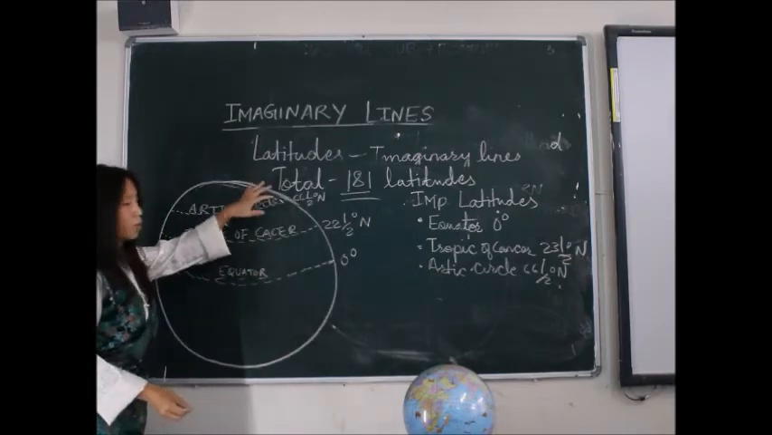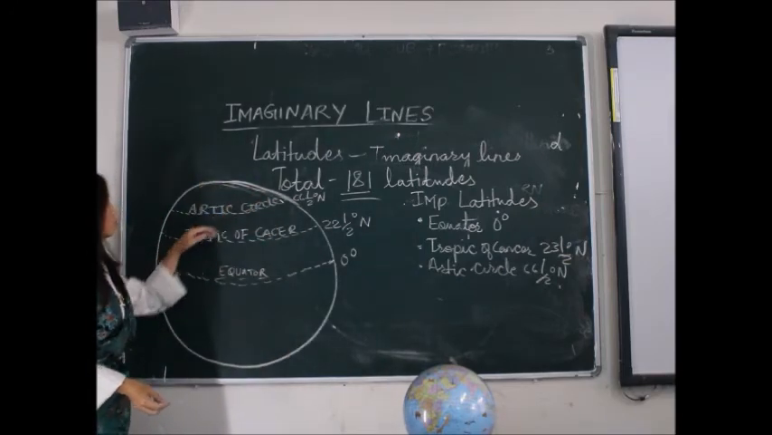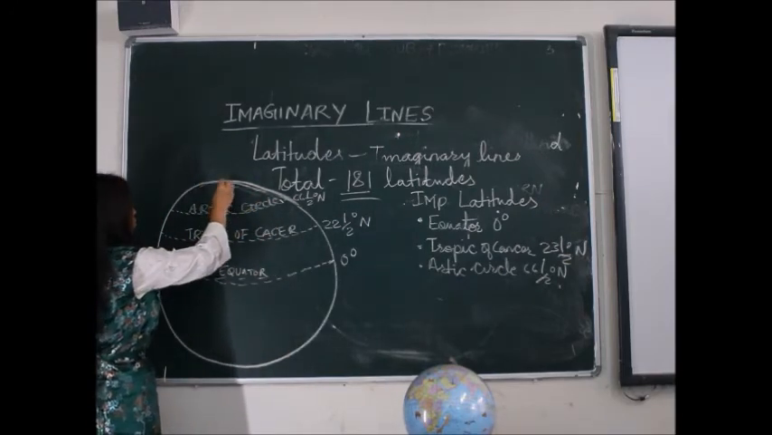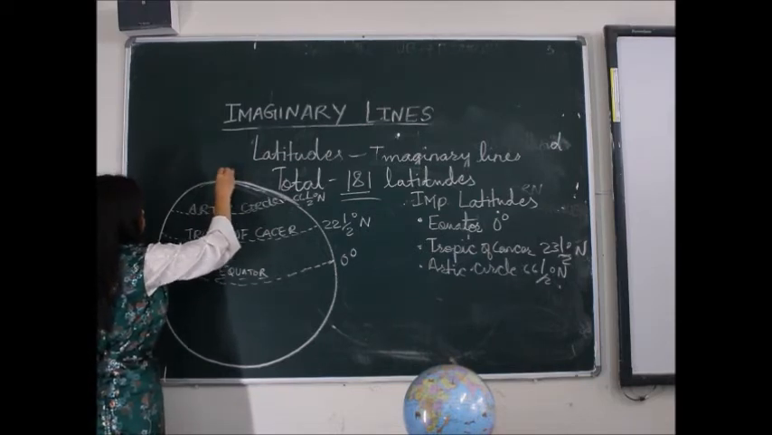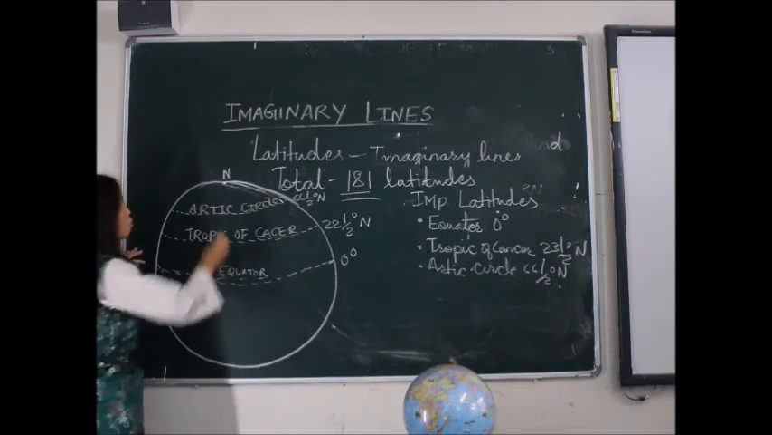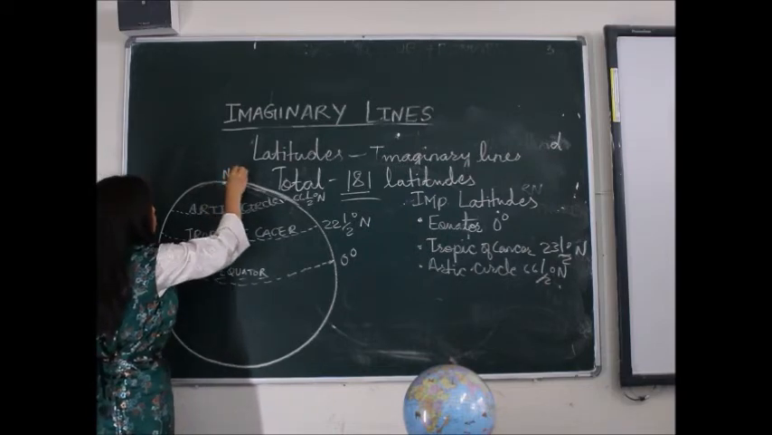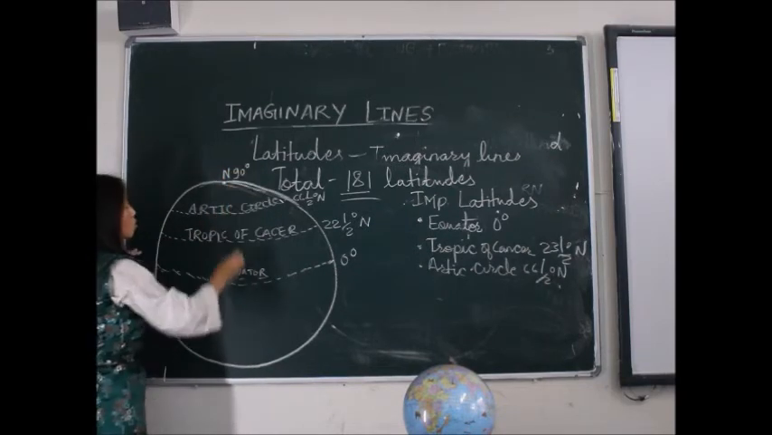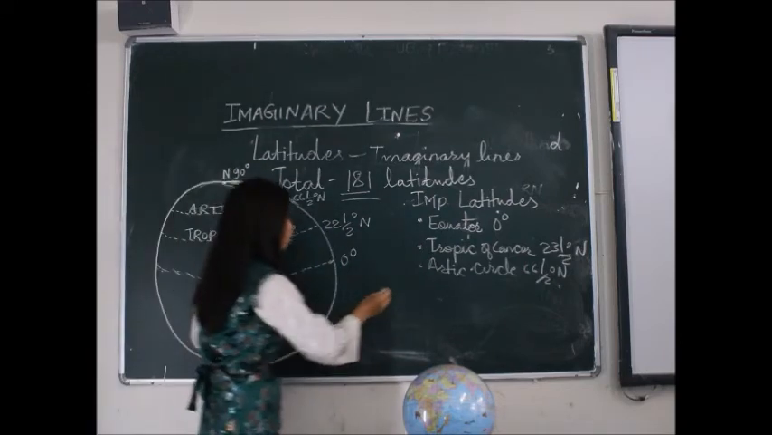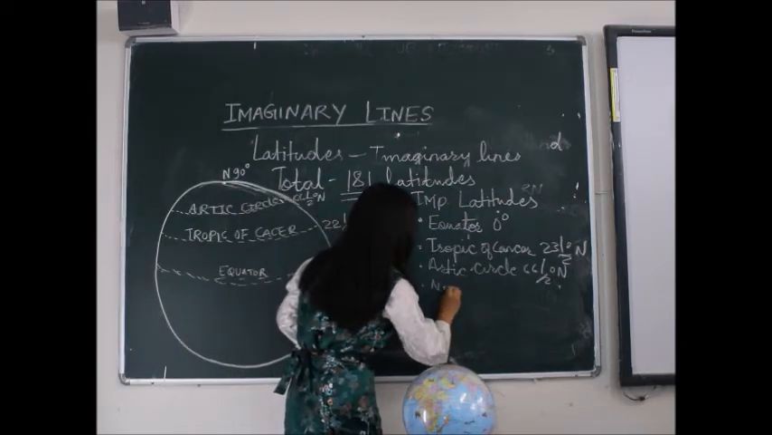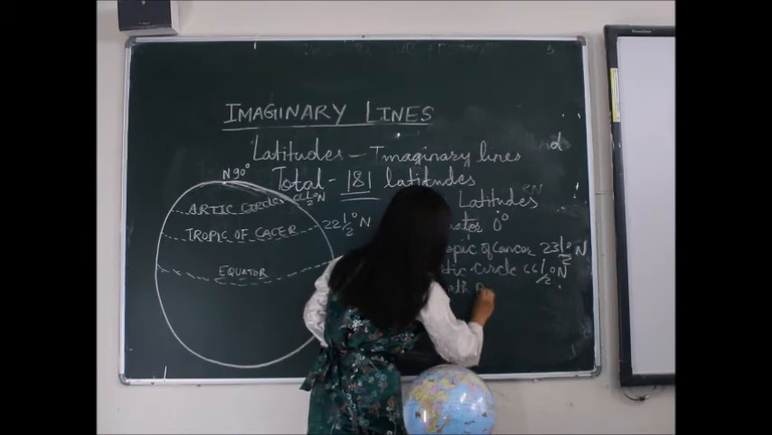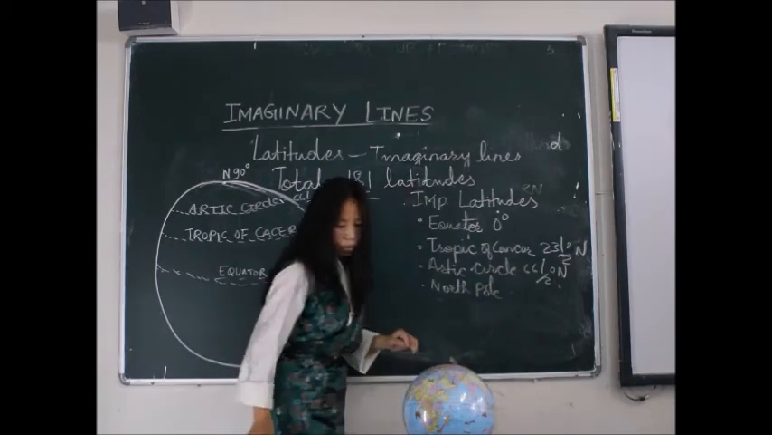And if we go towards the north from Arctic Circle, there's a point, it is called North Pole, that is 90 degree north. That is North Pole. Right?